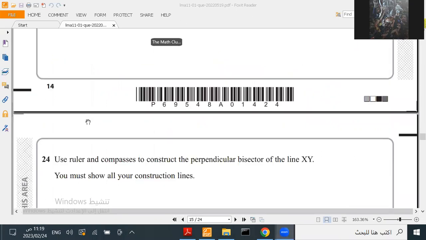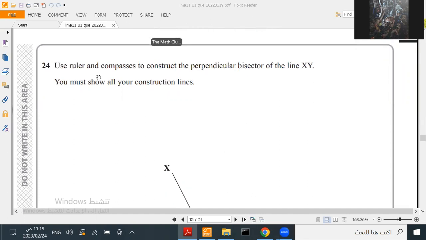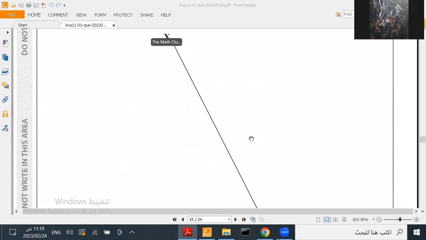Okay. Question 24. Question 24, use a ruler and compasses to construct the perpendicular bisector of the line XY. You must show all your construction lines. We need a perpendicular bisector for this line.